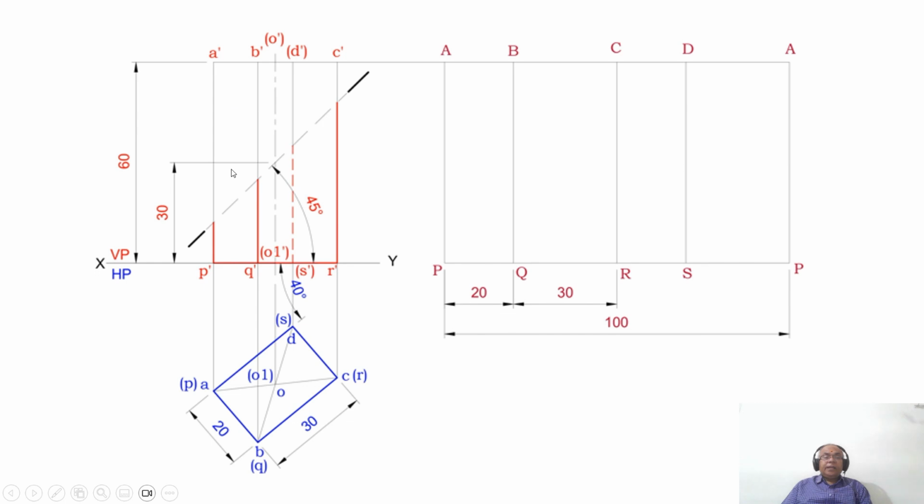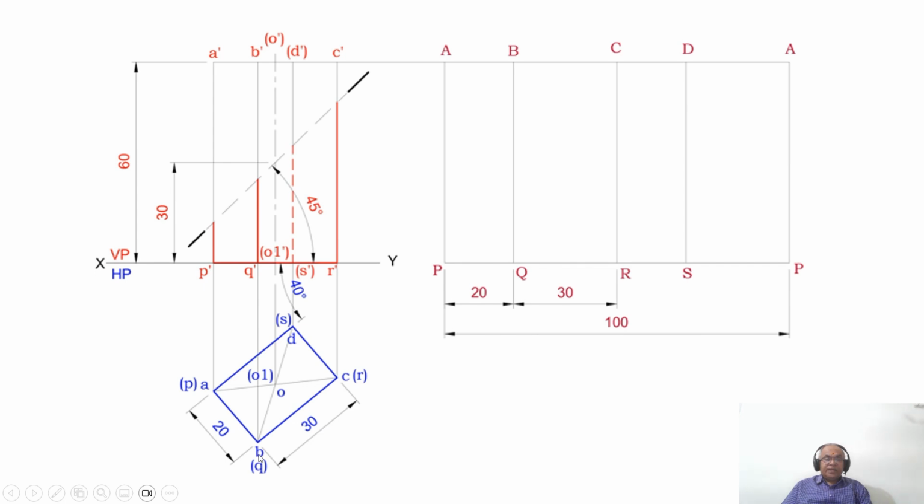That means AP, BQ, CR and DS all are parallel to VP only, so you are getting the true length. Since the longer edges are in true length, I am projecting them directly from here to the side like this. Then I need to cut it and open. I will start from the extreme left corner of the solid. So you cut along AP and you mark those points AP here.